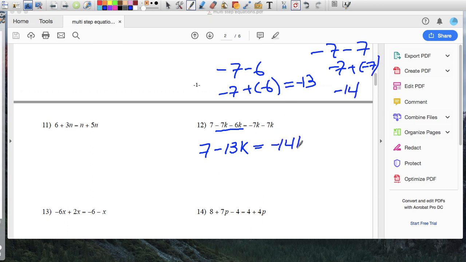Negative 14k. Get rid of one of your k's. You have 2 on each side. So let's take care of the smaller one, which is 13, absolute value-wise. So it's plus 13k here, plus 13k here.